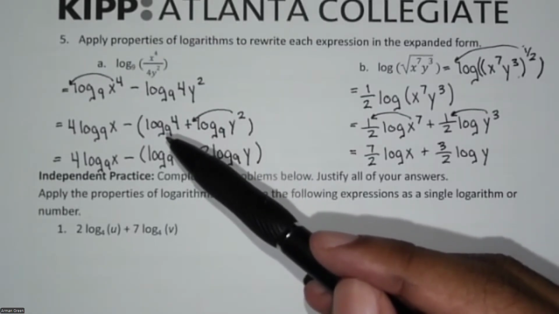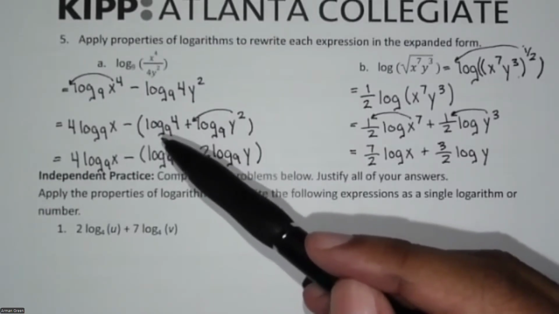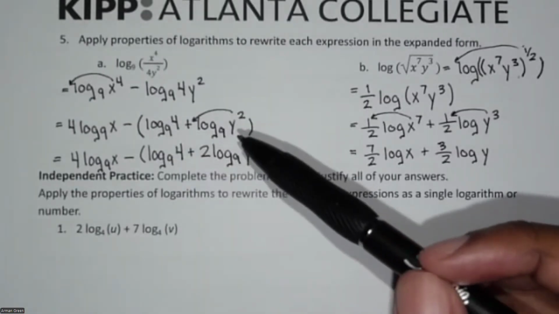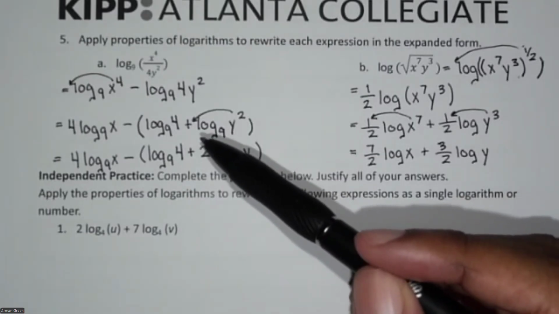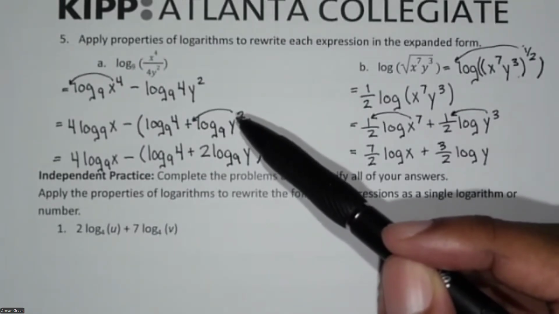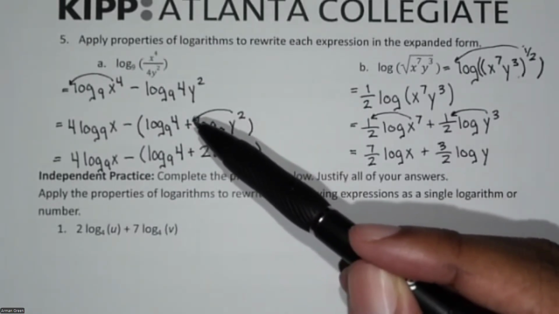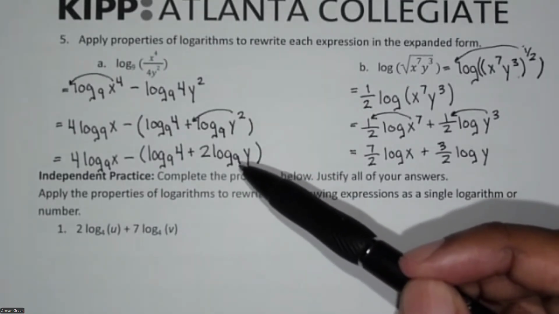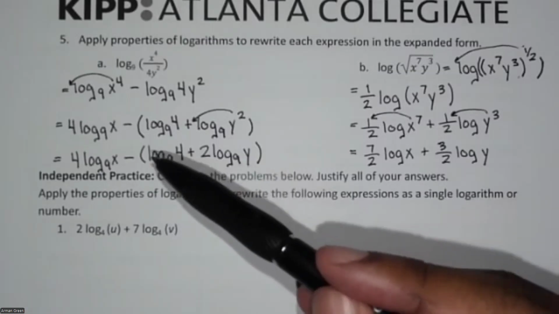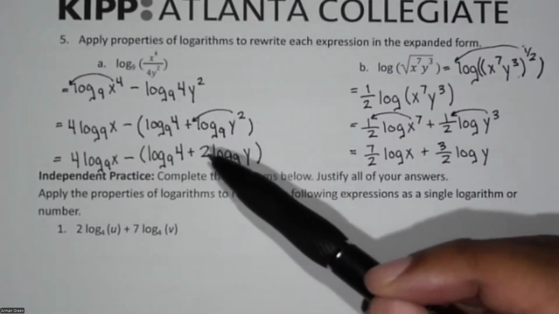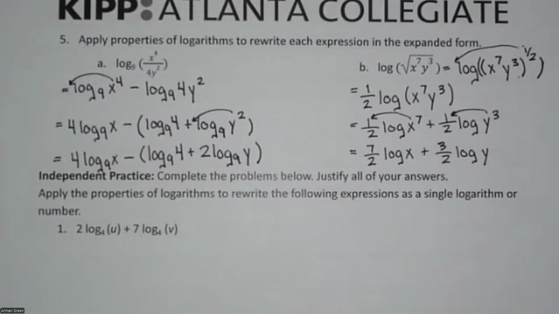Now, this part here, I can't do anything more with it unless you actually want to figure out what this value is. If you want to, be my guest, but I didn't in this case, so I just left it. But in this case, I have the log of y squared. Note that we have an exponent, so because we have that, we have to move it to the front. So that means that this part here, we can rewrite as 2 times the log with the base of 9 of y. Now, at this point, I can't do anything else. So that means that this entire expression is my final answer.